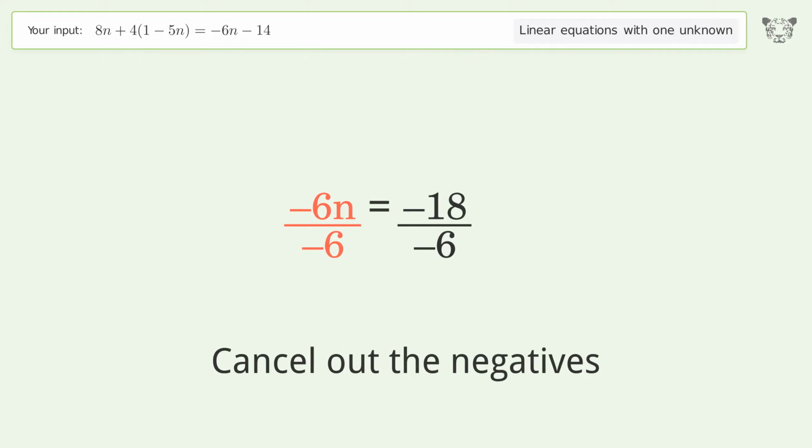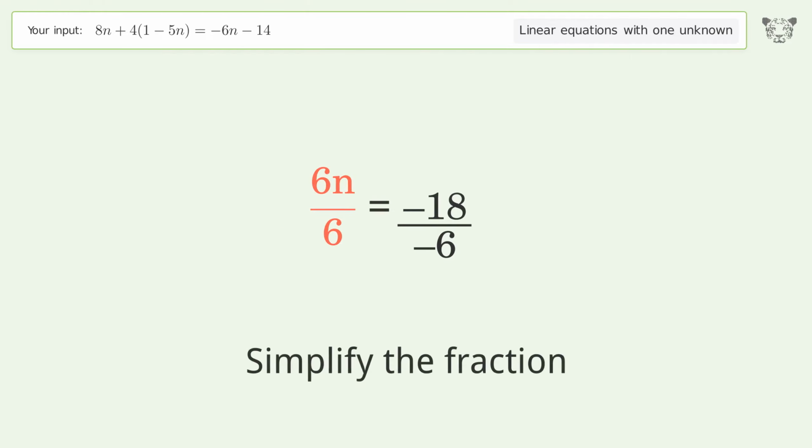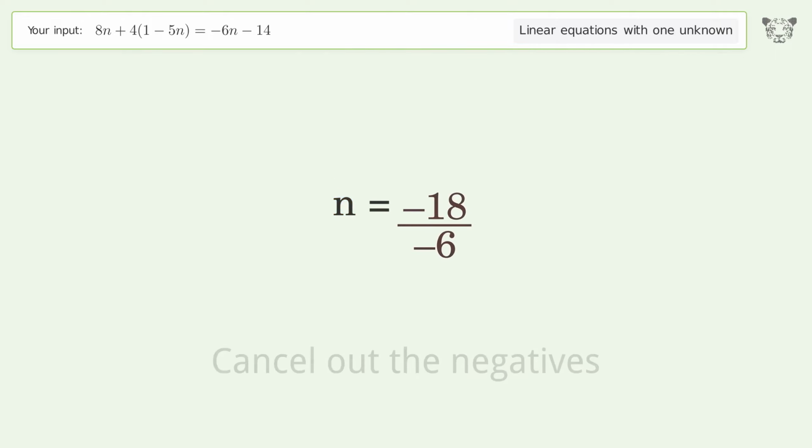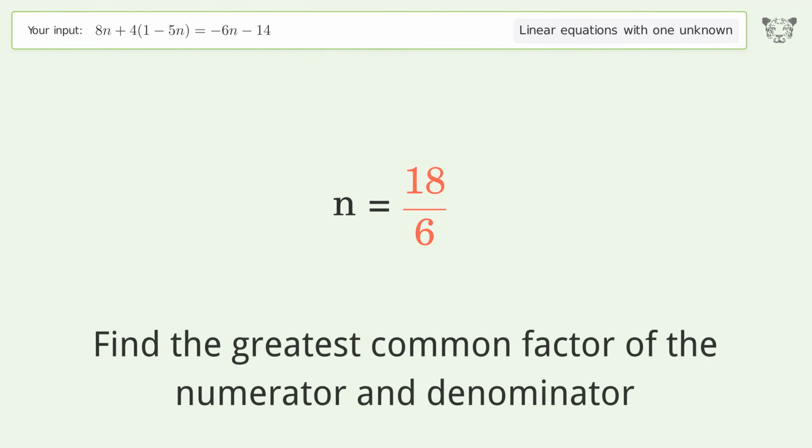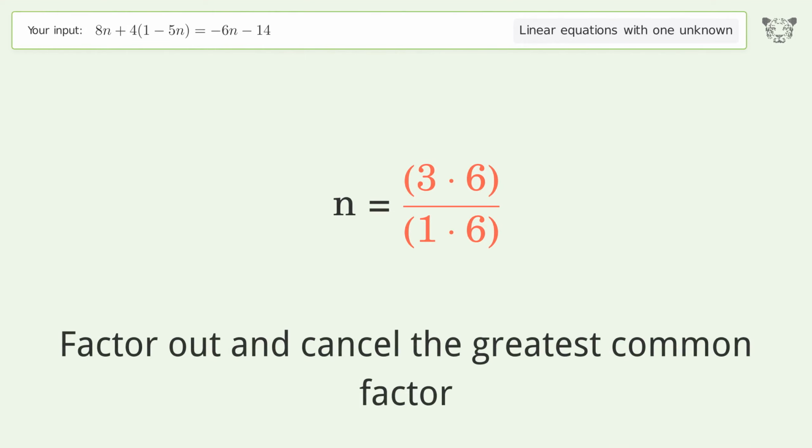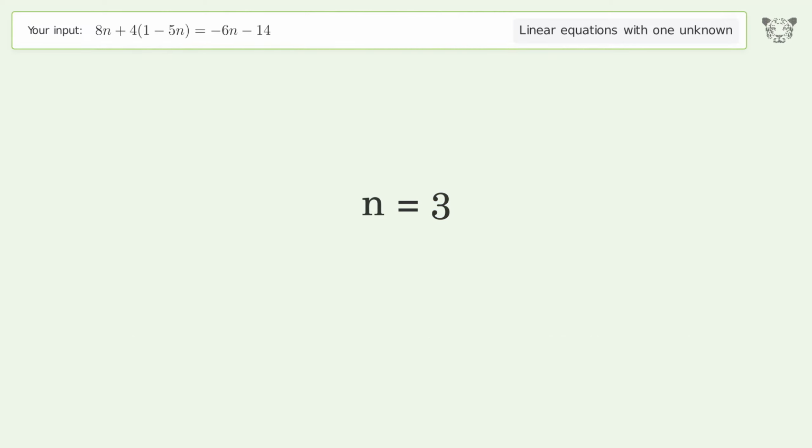Cancel out the negatives. Simplify the fraction. Cancel out the negatives. Find the greatest common factor of the numerator and denominator. Factor out and cancel the greatest common factor. And so the final result is n equals 3.